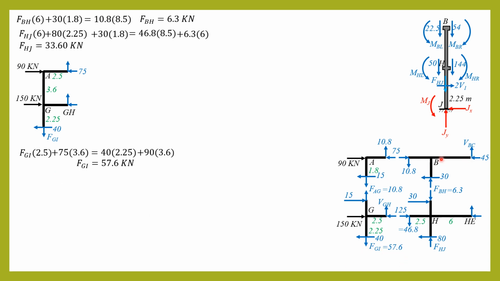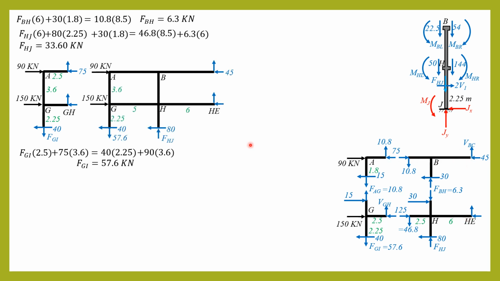Then another free body diagram for this entire portion, we sum up moment about HE. So these are the important forces. Remember shear 40 and 80. So this is no longer important. No longer important. So we sum up moment about HE equals 0. Clockwise positive. So FHJ times 6 plus 80 times 2.25. 80 plus 40 times 2.25. Same sense.